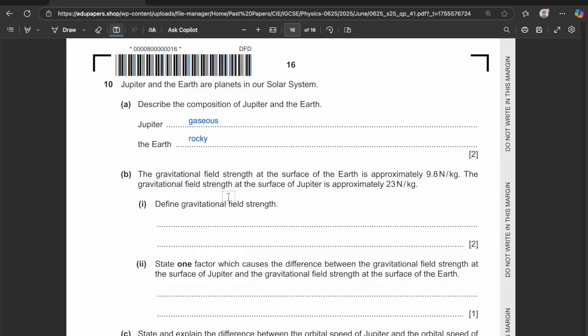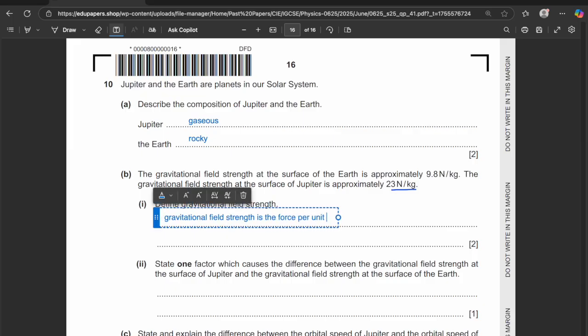B. The gravitational field strength at the surface of the Earth is approximately 9.8 newtons per kilogram. The gravitational field strength at the surface of Jupiter is approximately 23 newtons per kilogram. Define the gravitational field strength. So gravitational field strength, if you can just think about the equation as well. Field strength is like this. The unit will give a hint: it is the force per unit mass.